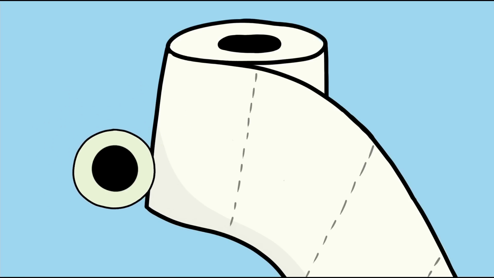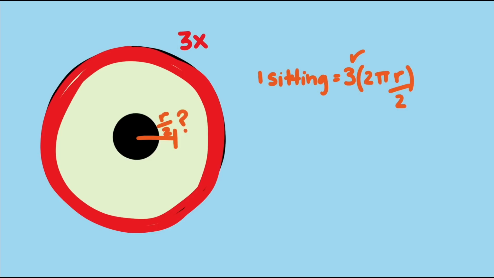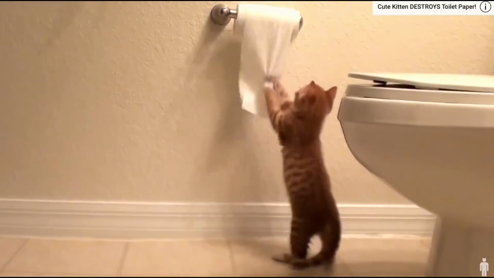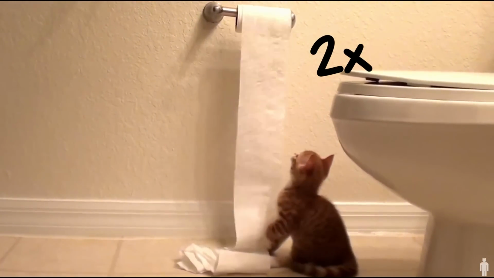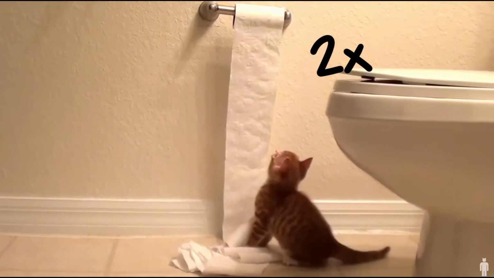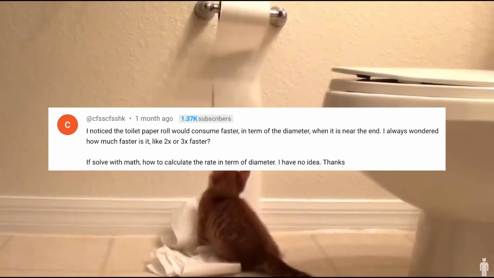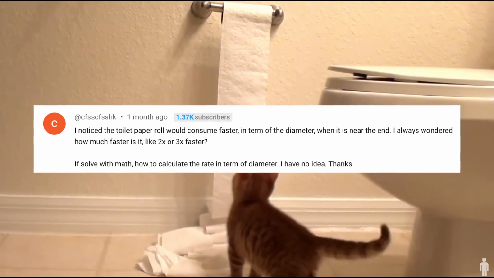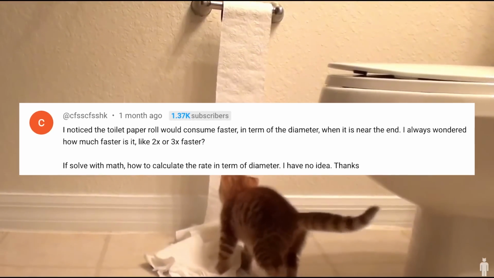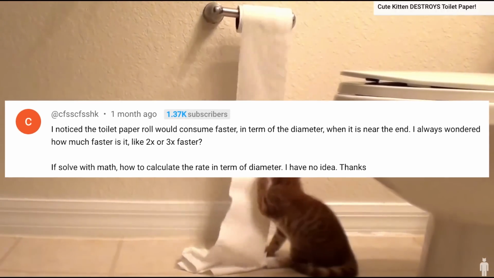Let's look at the end of the roll. Suppose that the amount of paper we use in one sitting is enough to go 3 times around the roll when the roll is large. How many times will the amount go around the roll when the radius is half as big as that? It'll go around 6 times. So we're taking off layers twice as fast when using a roll that is half as large. So at CFSSHK, you are correct. The layers of TP do seem to vanish more quickly when the roll is small.